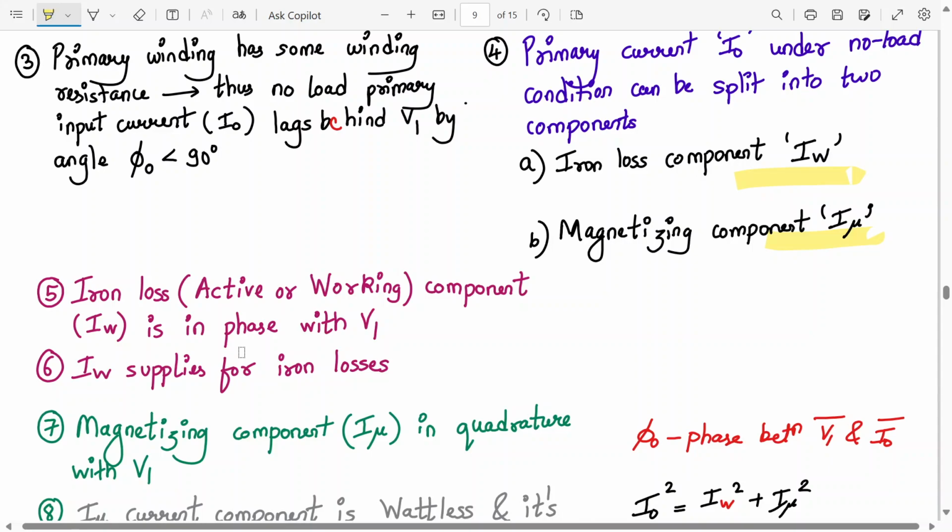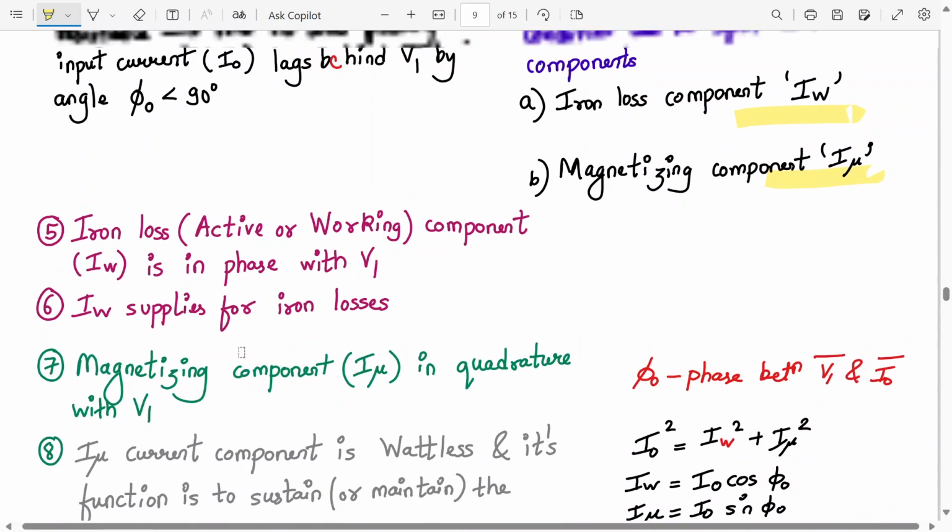Whereas I mu component is what? Its function is to sustain or maintain the alternating current in the core. Again I repeat, I mu, this one magnetizing component, is wattless. It's reactive power, and its function is to sustain or maintain the alternating flux in the core.